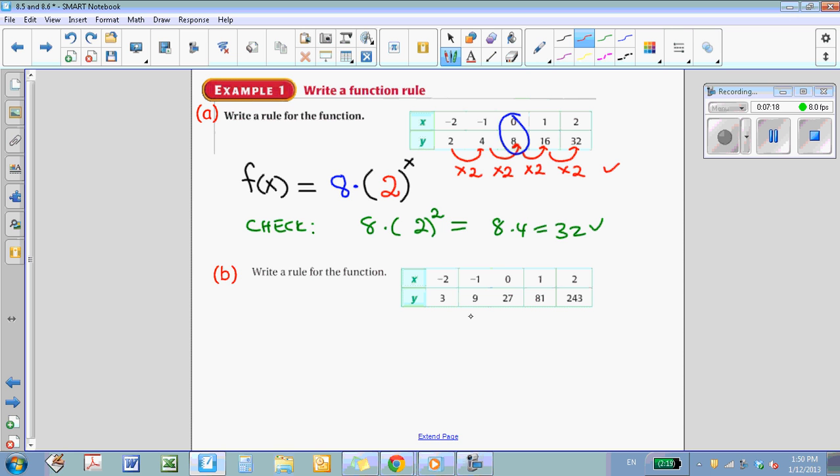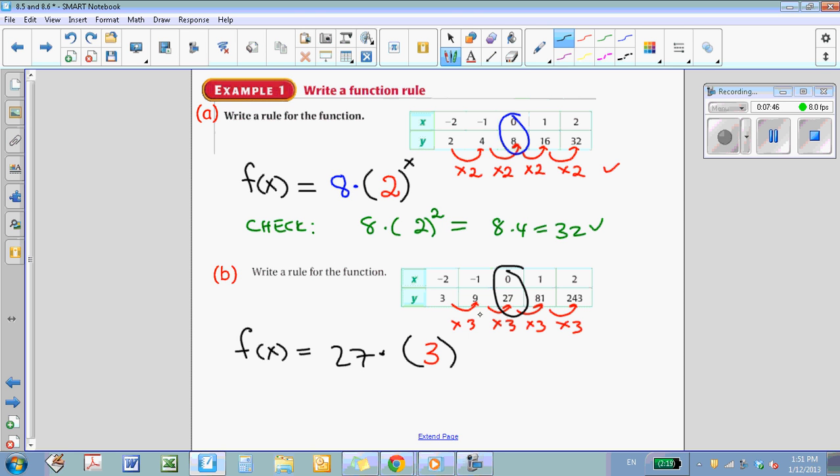For part B, I also want to make sure that it's exponential growth. So over here we're tripling. And this looks good. And again, we need our 0 value, which in this case is 27. So we'll start with 27. And then our growth rate is 3 to the power of x. So that's going to be our function.